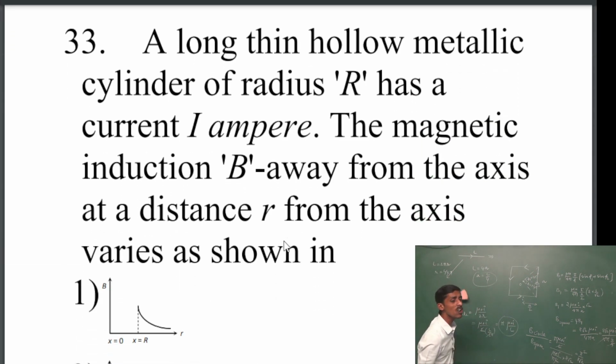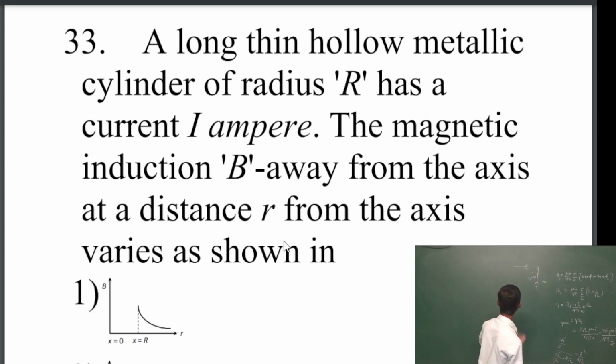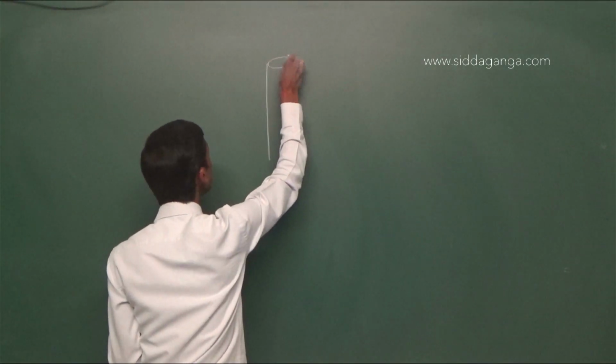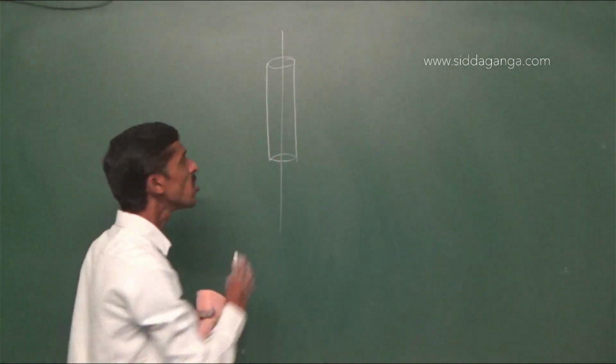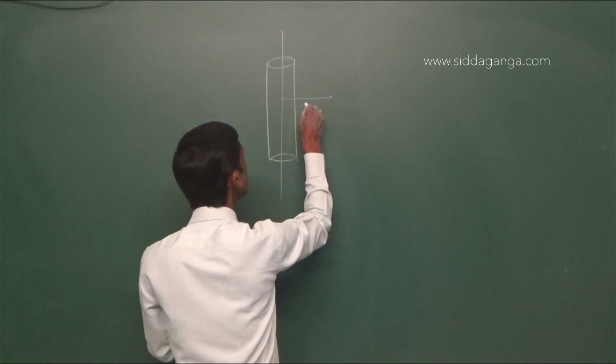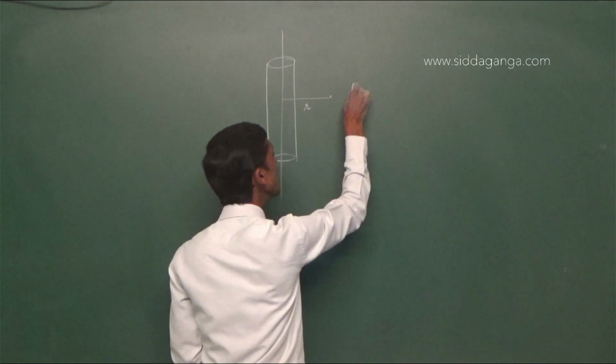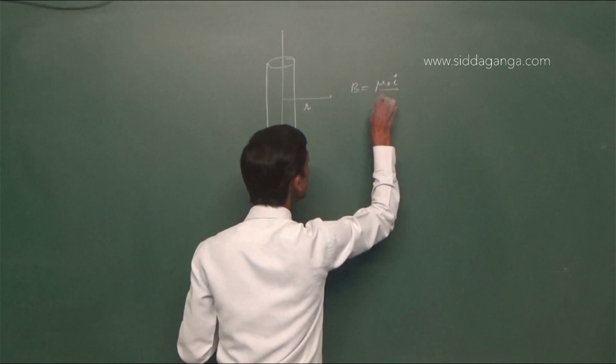A long thin hollow metallic cylinder of radius r has current I ampere. The magnetic induction B away from the axis at a distance r from the axis varies as shown. So you have a hollow tube. There is a current in this. For a point outside, suppose the point is at a distance r outside, the magnetic field is similar to the magnetic field due to an infinitely long straight wire.